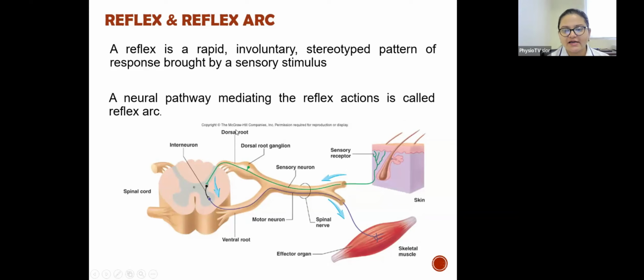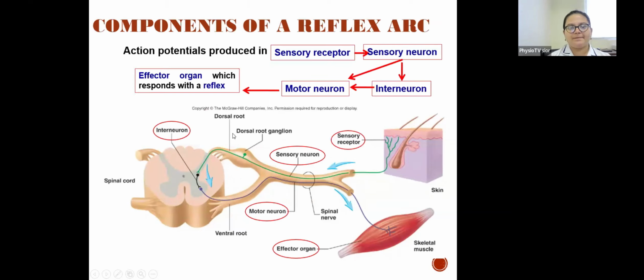Here, if you can see, this entire thing is the reflex arc. What exactly are the components of a reflex arc? There are action potentials which are produced in the sensory receptor present in the periphery here. Let's say, for example, touching a hot object, right? So the sensory receptor in the skin is going to take on the sensation that the object is hot. Then it is mediated through the sensory neuron to the interneuron, right? And through the interneuron to the motor neuron here.